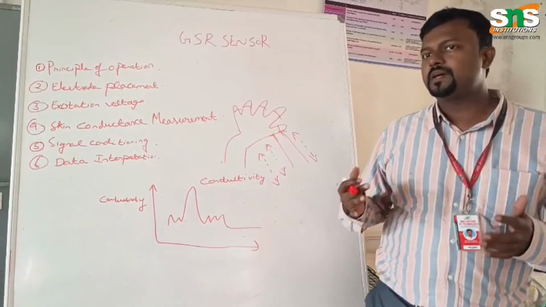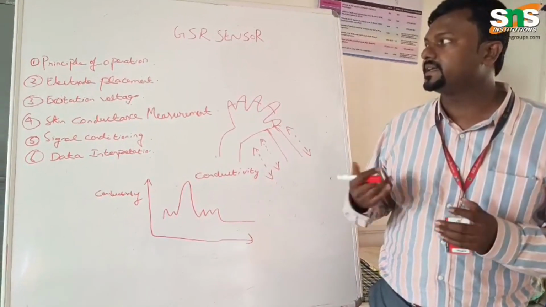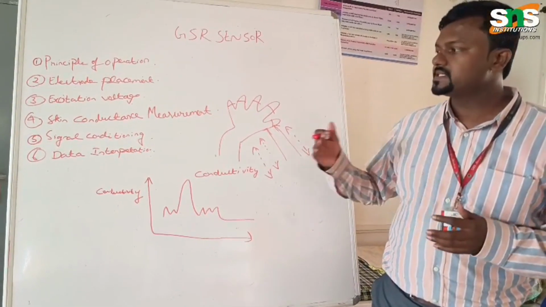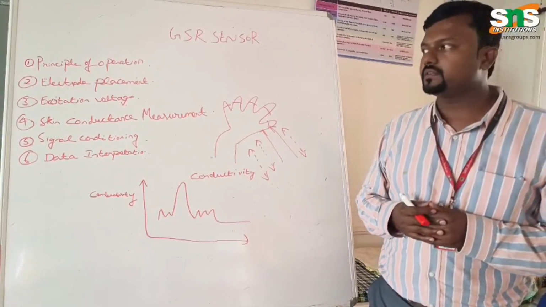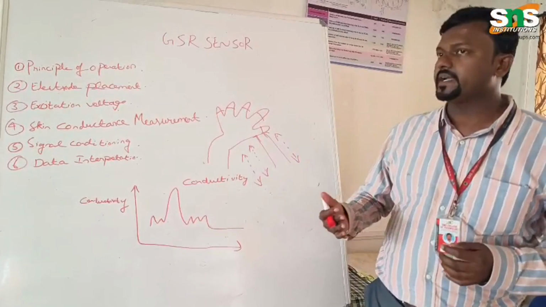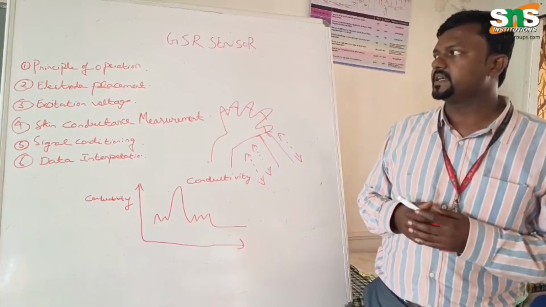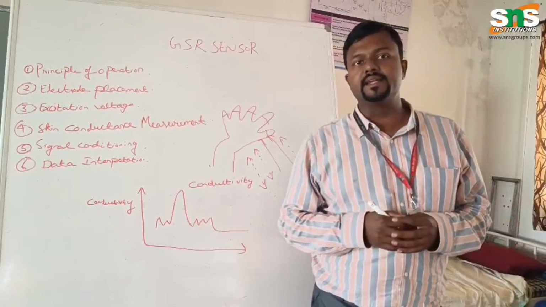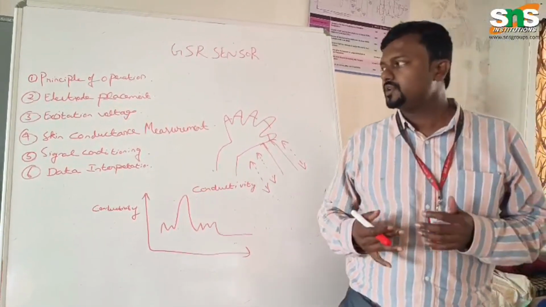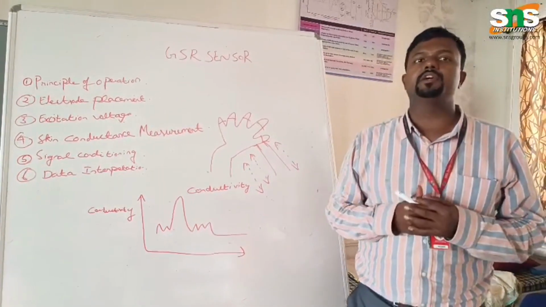So, when the person gets excited or stressed or some anxiety comes, the sweat gland conducts immediately. So, this sensor is entirely dependent on the working of a sweat gland which is present inside our body. Generally, when the person gets emotionally stressed, the conductivity level increases, thereby the resistance decreases. So, based on these parameters, we can identify the mental stability of a person.